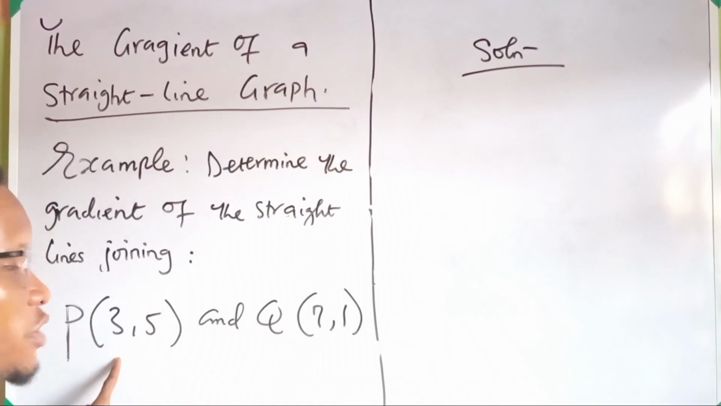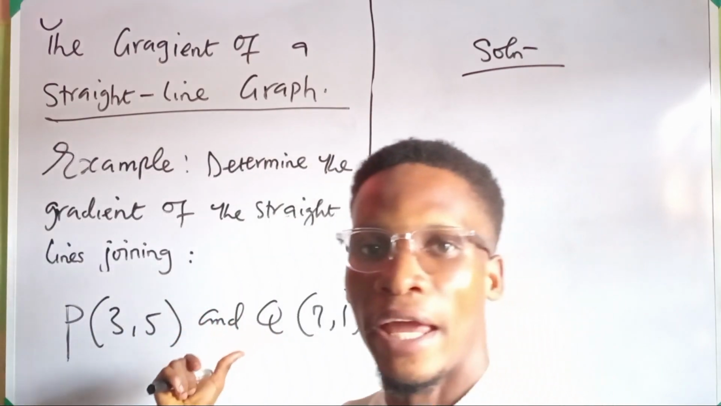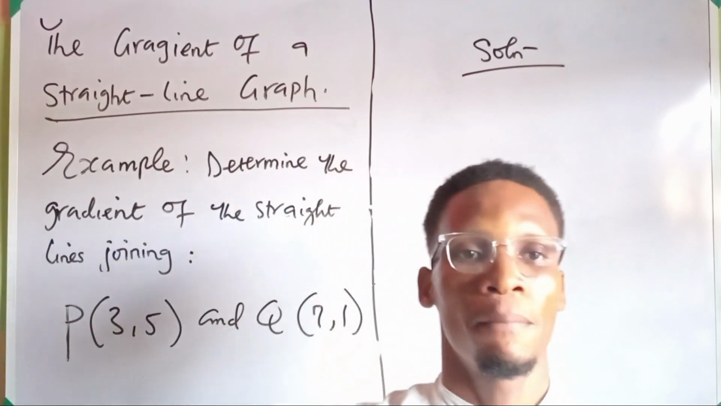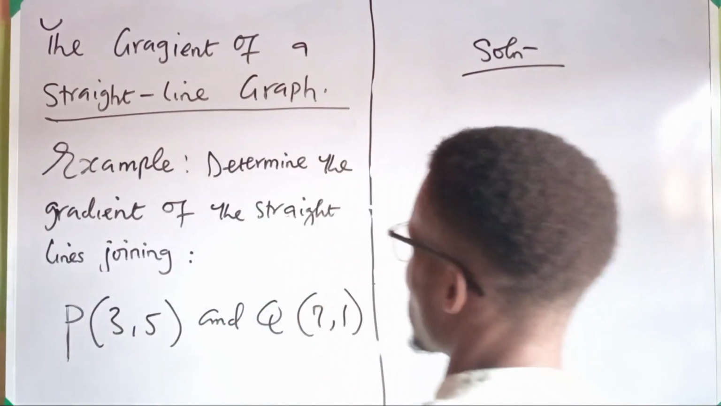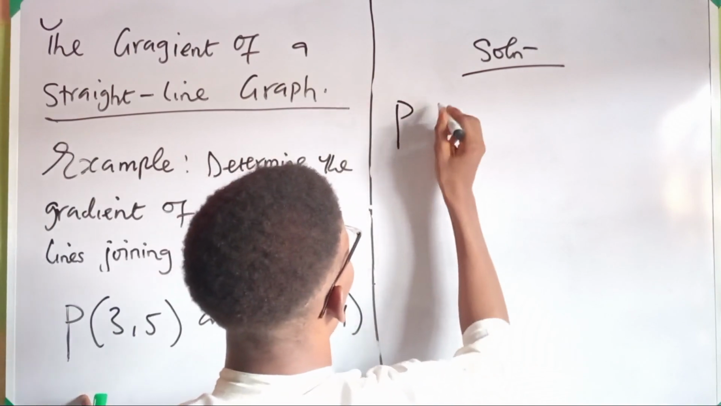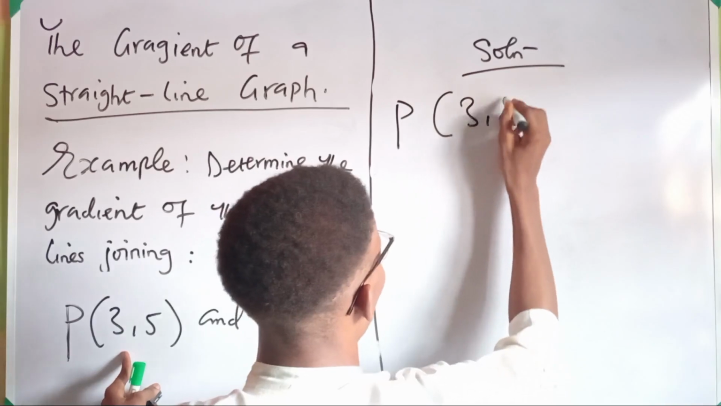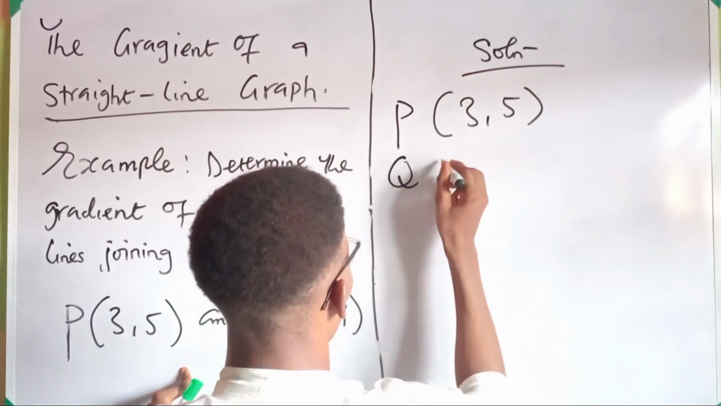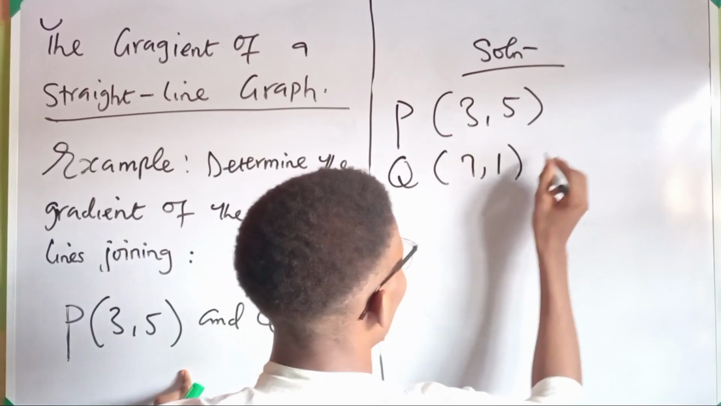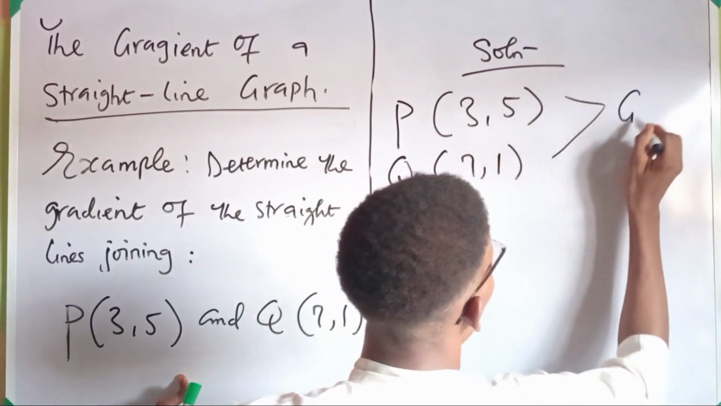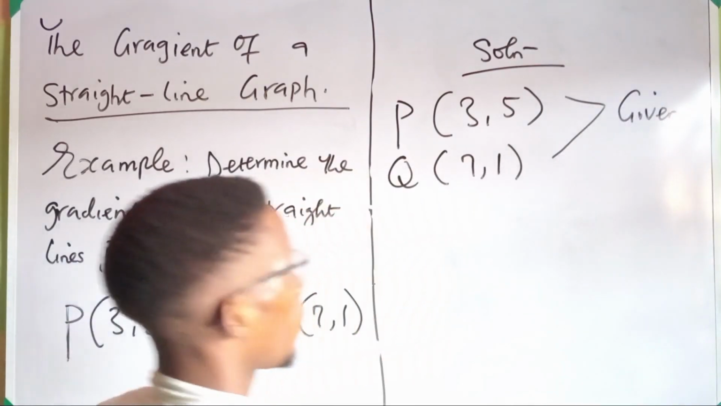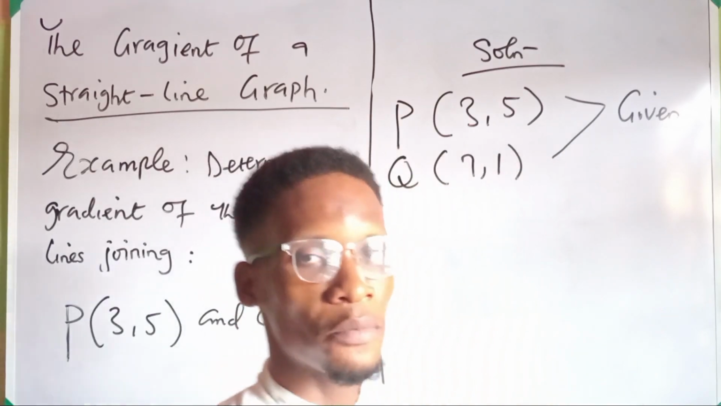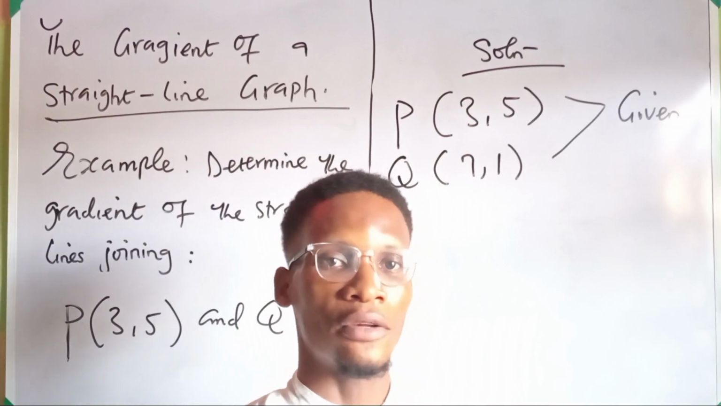First, we are given these points, P and Q, as shown here. They are representing the points. So let's say the first point, P, is 3 and 5 as given. Then we are also given Q, 7 and 1. All these are given. The next thing is, how do I represent this on the graph so I'll be able to get the gradient that is required of me?